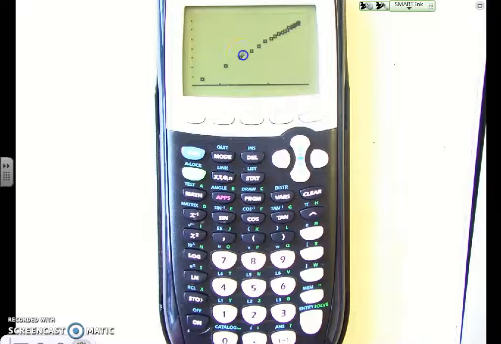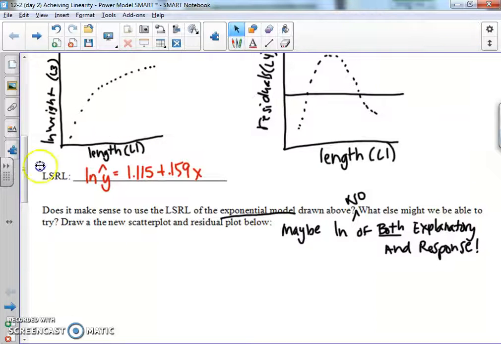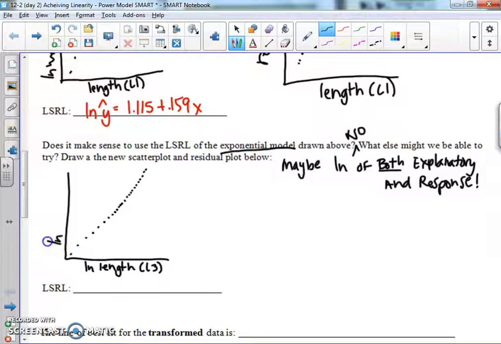So let's go ahead and draw that picture in our notes. Okay? So I'm going to come back to the notes. Let's draw a picture of that. As you can see, it is kind of spaced out here, and then as you get closer, it gets a lot closer together. But remember, to get this axis, we took the natural log of the length. Remember, we put that in list 3. To get this axis, we took the natural log of the weight, which is in list 4.